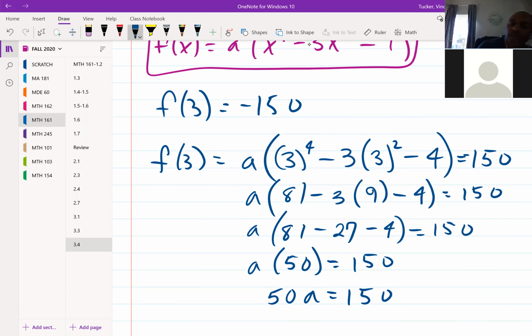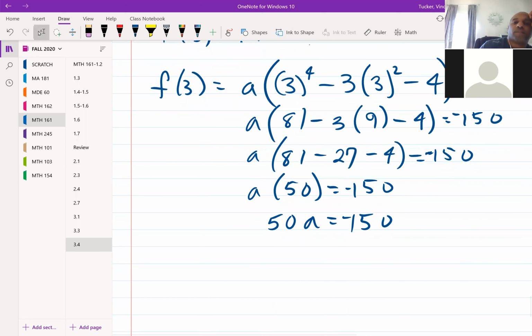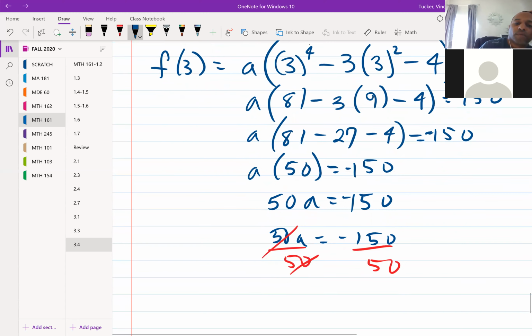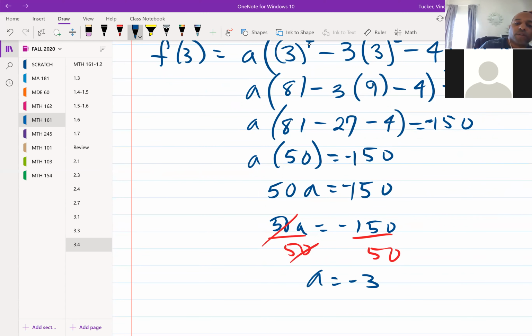So that's 50a equal to negative 150. And I left all this negative. So we got 50a equal to negative 150. We got a negative right here, so just make sure that negative is in your notes. Now divide by 50 in order to solve for a. a is equal to negative 3.